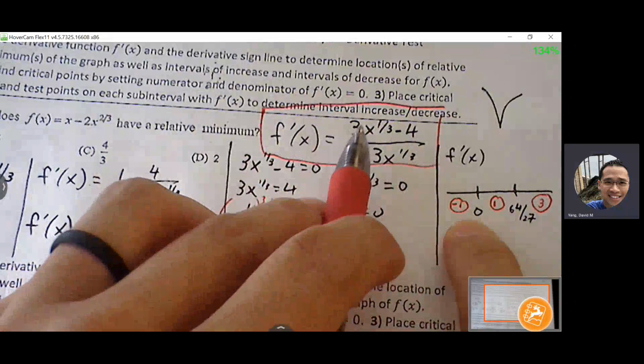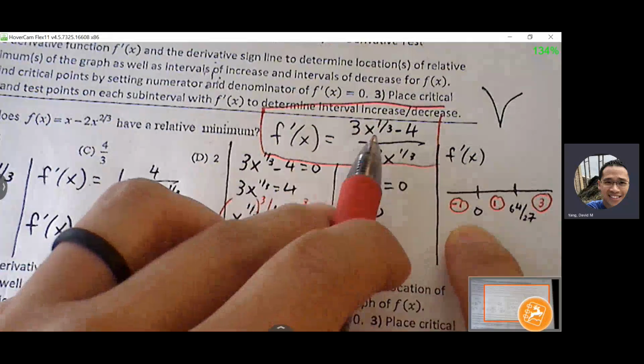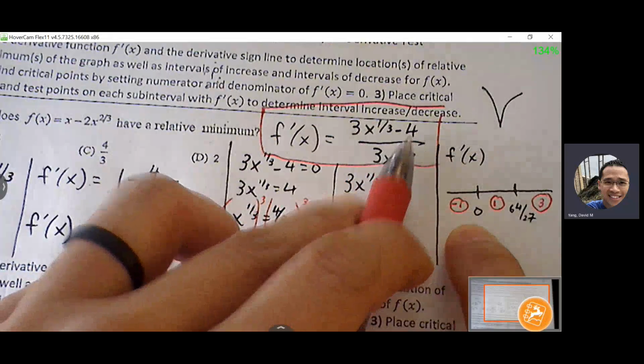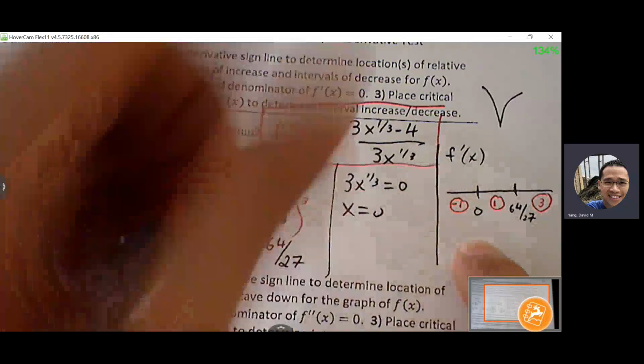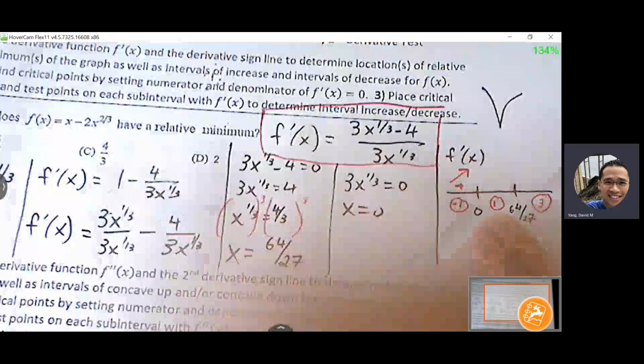Okay, so insert -1 here. The cube root of -1 is still -1. So -1, 3 minus 4 is negative over a negative. So 2 negatives makes positive. We know this interval, my graph is increasing.